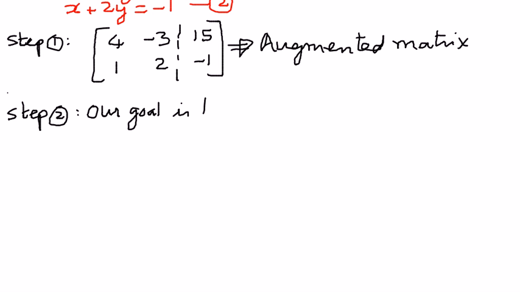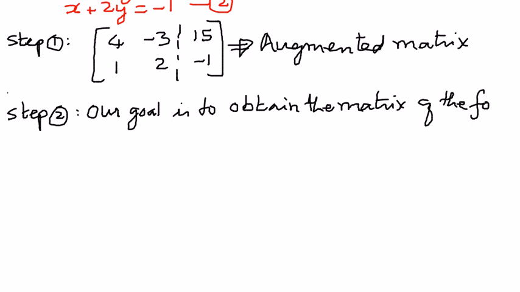Our goal is to obtain the matrix of the form 1 a b, 0 1 c, like that, and then we want ones along the diagonal and zeros below the diagonal. We want to achieve that, and to be able to achieve that, we're going to look at step 1.